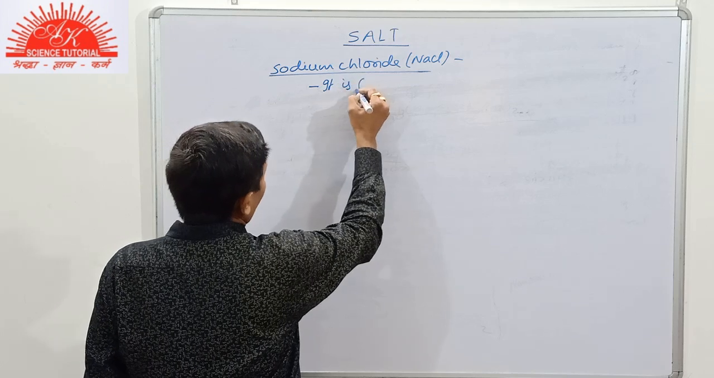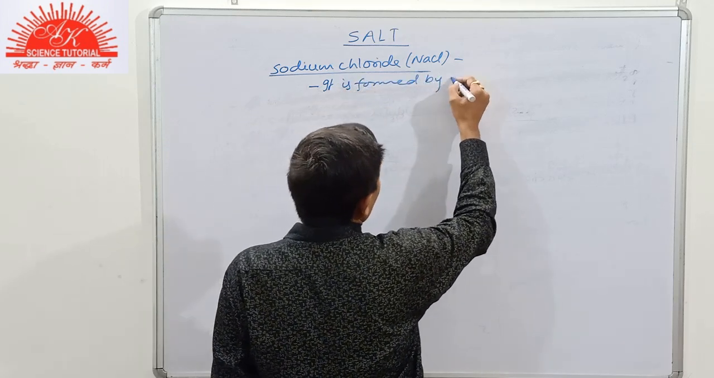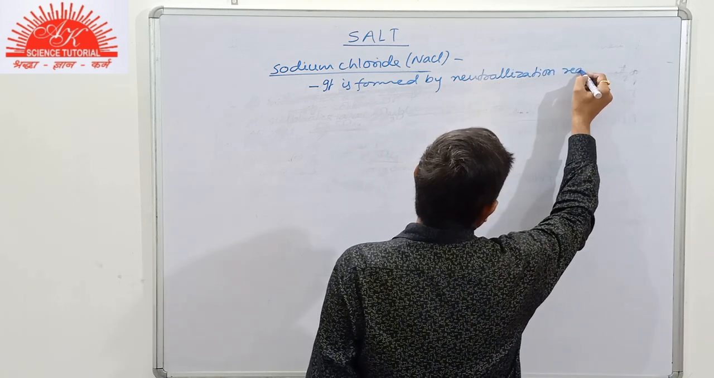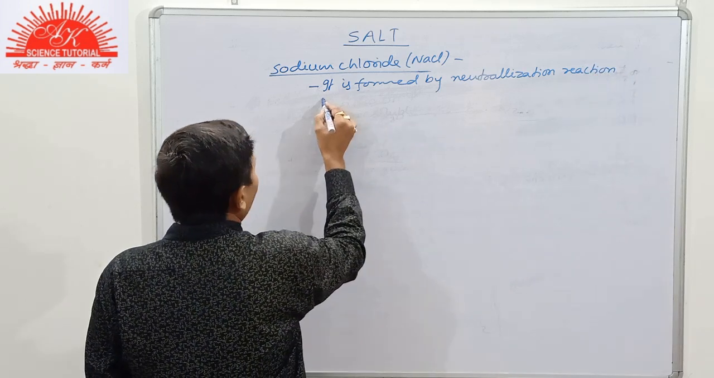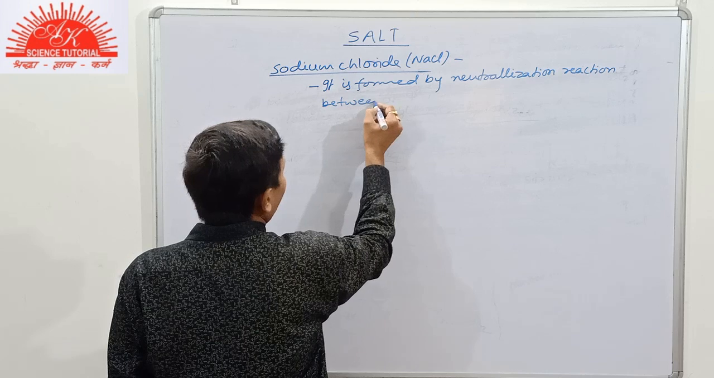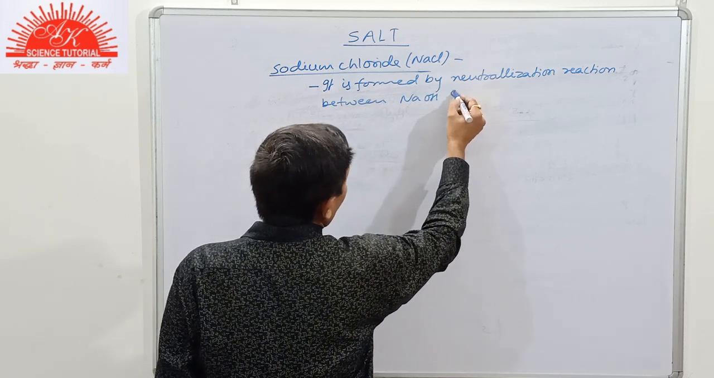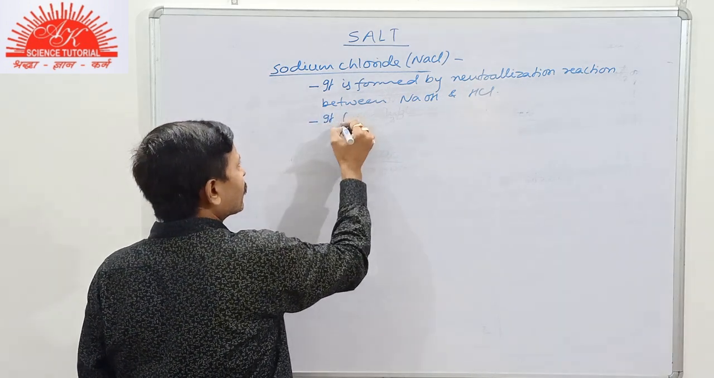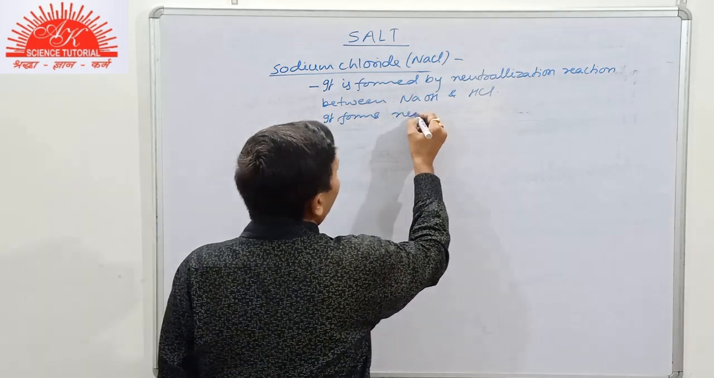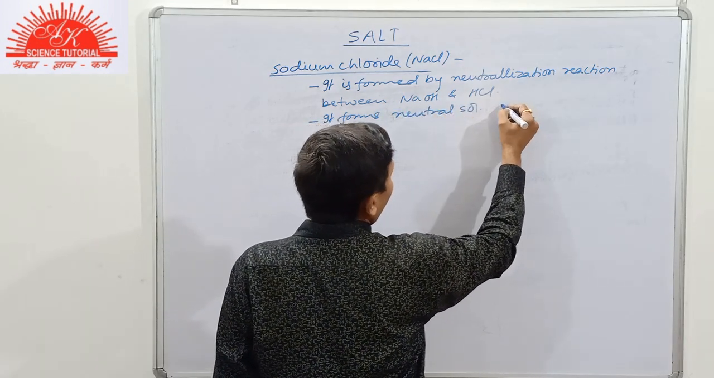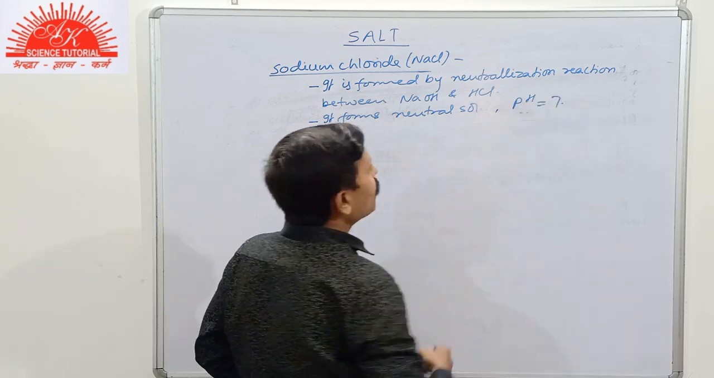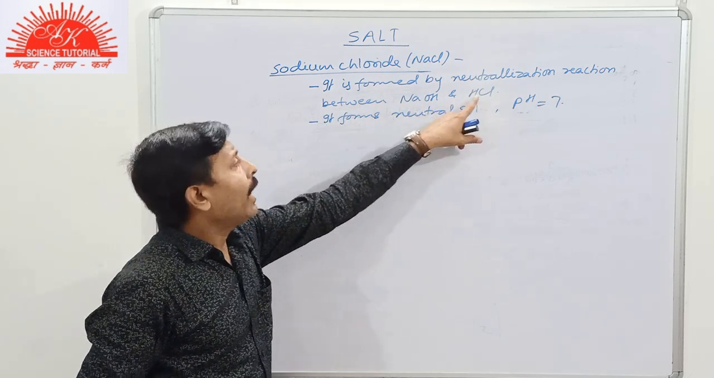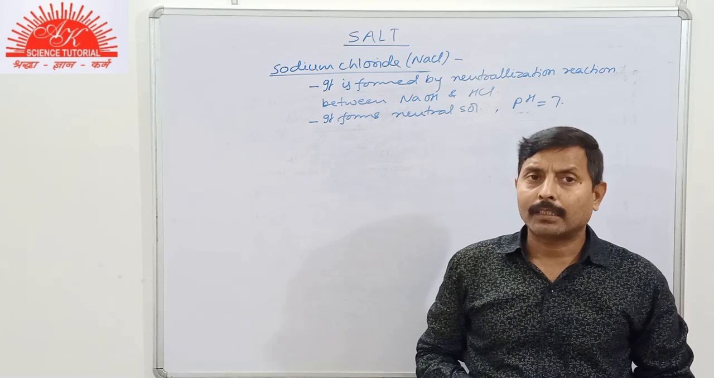So it is formed by a neutralization reaction between NaOH, sodium hydroxide, and HCl. Now it forms a neutral solution. Neutral solution means its pH will be equal to 7 because it is formed from a strong base, alkali, and a strong acid, that is hydrochloric acid.